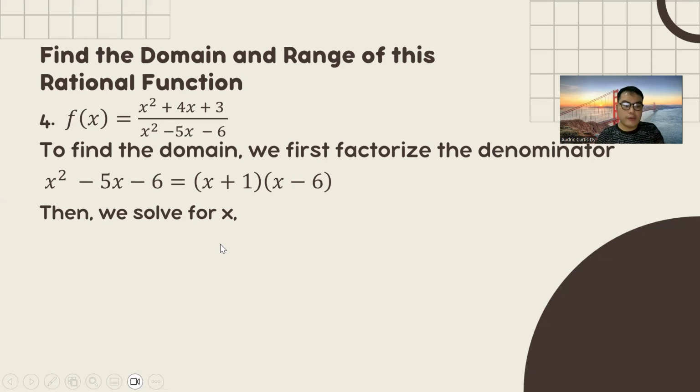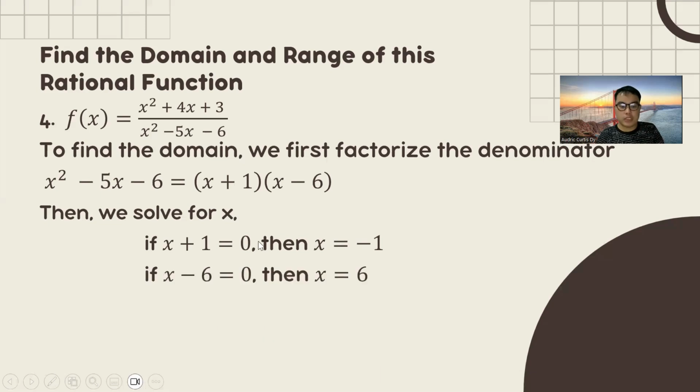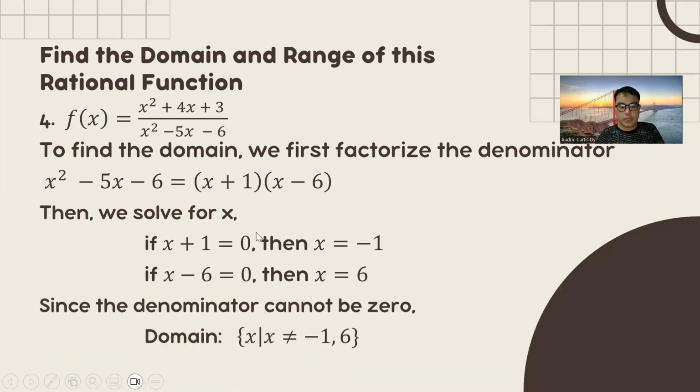Okay. Solving for x, we're going to equate the first factor with 0. So x plus 1 is equal to 0, then x is equal to negative 1. Then x minus 6 equals 0, then x is equal to 6. So here, since the denominator cannot be 0, the domain is all real numbers except negative 1 and 6. So ibig sabihin, any value basta hindi kasali si negative 1, hindi rin kasali si 6. So x is not equal to negative 1 and x is not equal to 6.